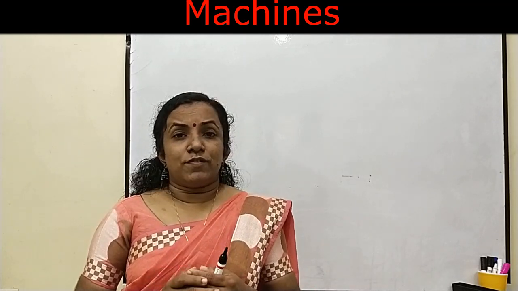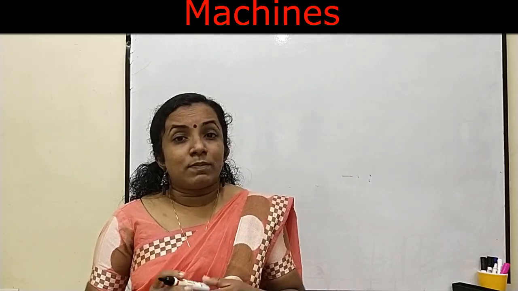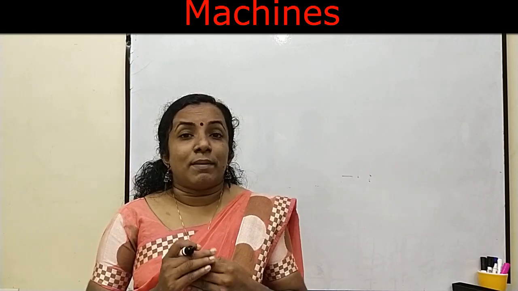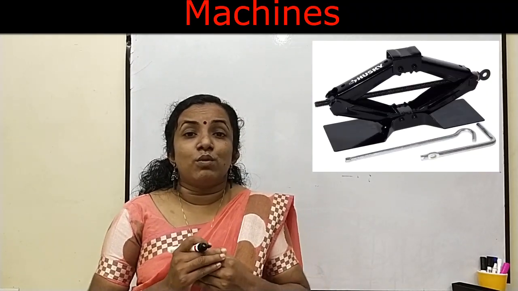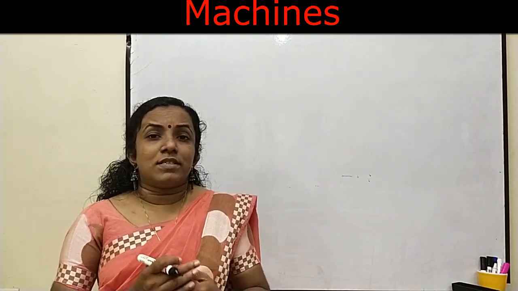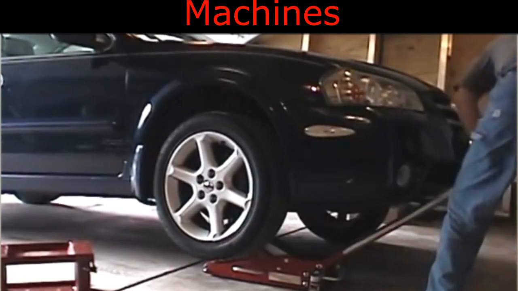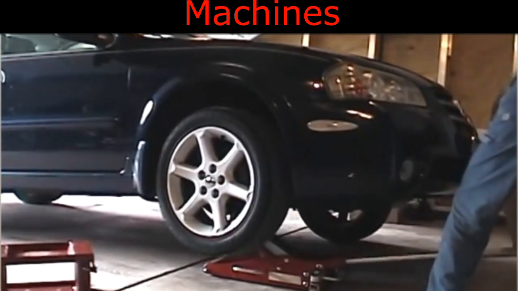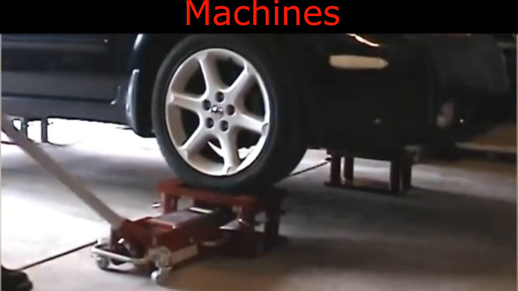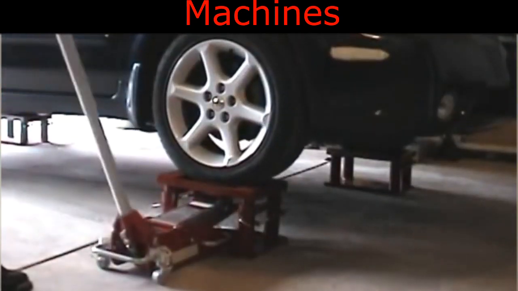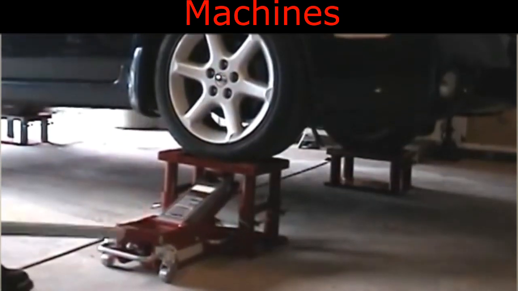Now, let's look at the functions of a machine. All machines are useful for us in any one of the following four ways. I will explain it with some examples. First of all, in the case of a screw jack. A screw jack is used to lift a car. As we all know, our force is not enough to lift a car. Hence, we use a screw jack. So, a screw jack makes it possible to lift the car with our effort.